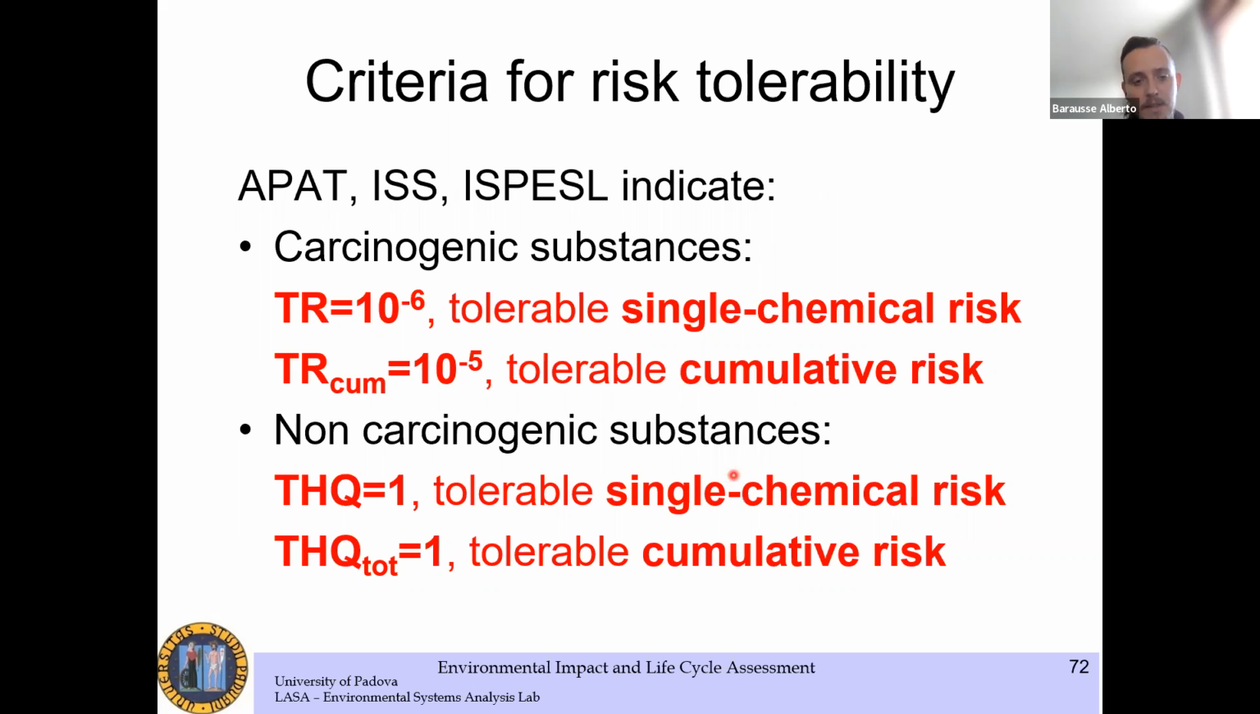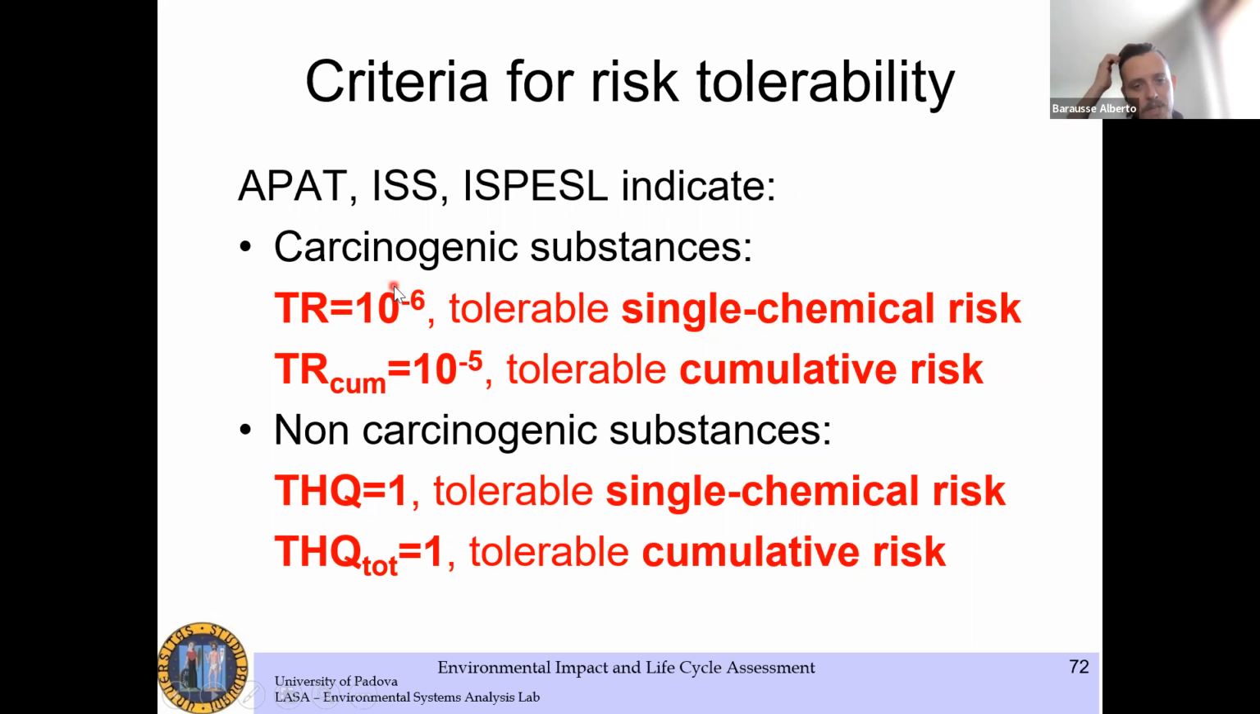One last slide about risk tolerability. Remember, I told you that speaking of zero risk actually doesn't make sense. It's sometimes technologically impossible or economically unsustainable to get to zero risk. So what is, according to guidelines, a tolerable risk? In the case of non-carcinogenic substances, this is easy. The hazard quotient must be lower than 1.